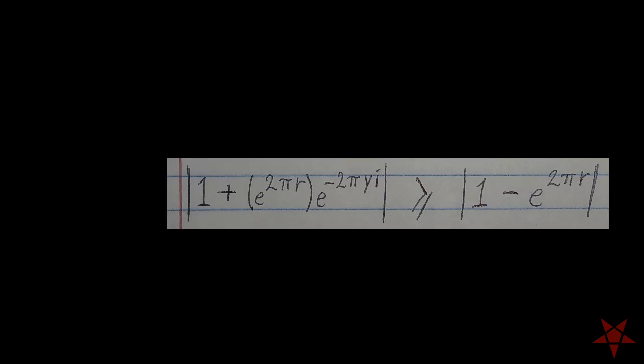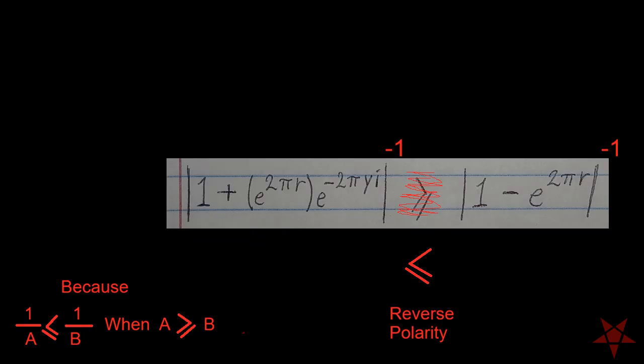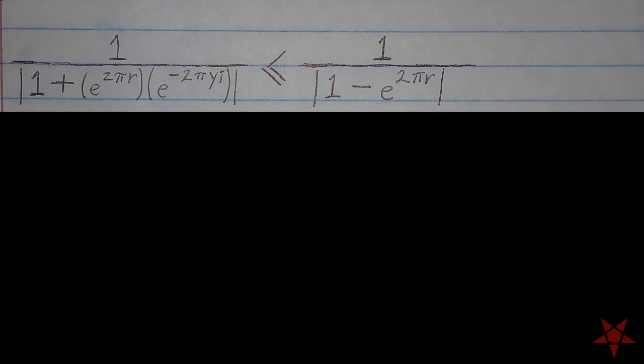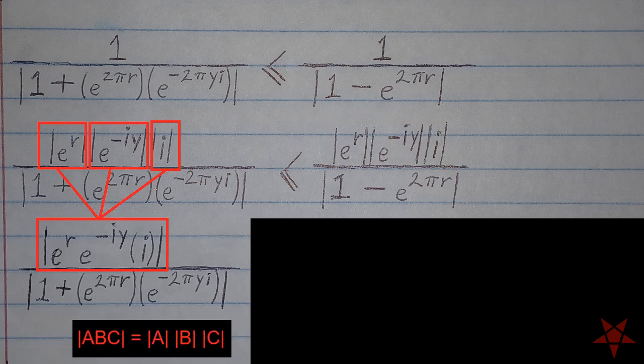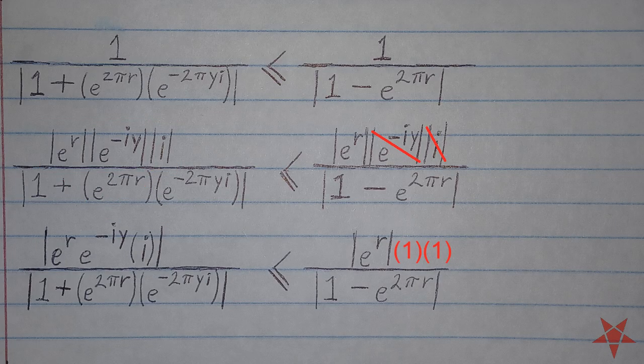Taking the reciprocal of both sides reverses the polarity of the inequality. From here, we multiply both sides by the individual absolute values of e to the power of little r, e to the power of minus iy, and one lonely-looking factor of i. We combine the terms in the numerator on the left-hand side. On the right, we take notice of the fact that two of the terms in the numerator are equal to 1 for all real values of y.